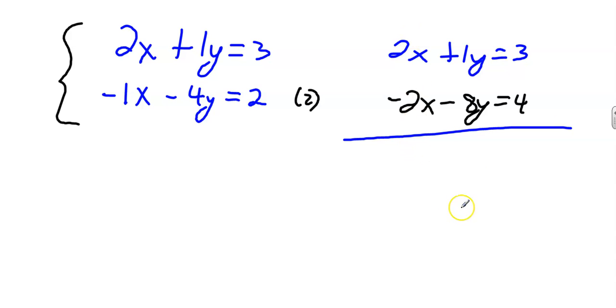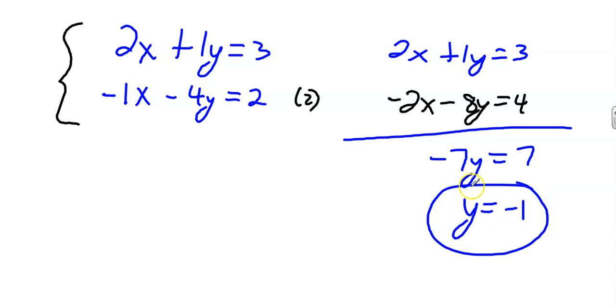Okay, x is gone. We've got a negative 7y equals 7. So y is negative 1. Okay, and there's our first value that we found. Now again, we've got to get all three, so what we're going to do next is take that y equals negative 1 and plug it back into this 2 by 2 system that we've got here.